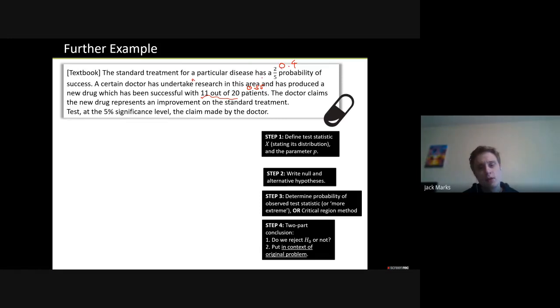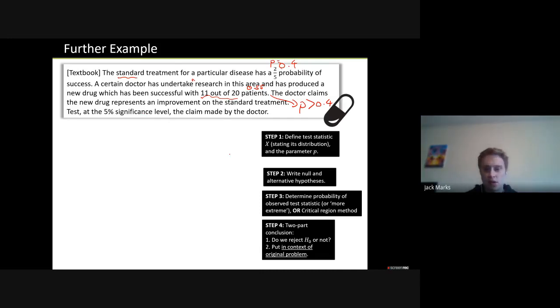So the question's starting to come together already. The default position, because it's the standard treatment, standard is a bit like default. So the default position is that P is 0.4. And now if somebody's saying, I've got a new drug here that's more effective, 0.55. So what are they really getting at here? Well, they're getting at my drug is more successful than that, aren't they? That's what they're really looking at. The doctor claims this represents an improvement on the standard treatment. Okay, well, we will be the judge of that, quite literally, with the probabilities that we're going to work out. Test at the 5% significance level the claim made by the doctor.